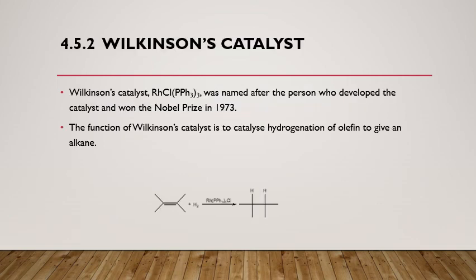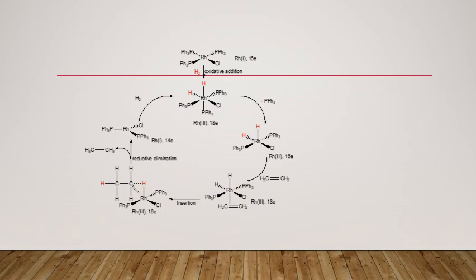Next is the Wilkinson catalyst, which was named after the person who developed the catalyst, and the person won the Nobel Prize in 1973. The function of the Wilkinson catalyst is to catalyze the hydrogenation of olefin to give an alkane. Here, this is the Wilkinson catalyst. You can see the reaction happen where the Wilkinson catalyst is oxidized through oxidative addition, and the Rh gains plus 2 in terms of coordination number from 1 to 3, and plus 2 in terms of their electron count.